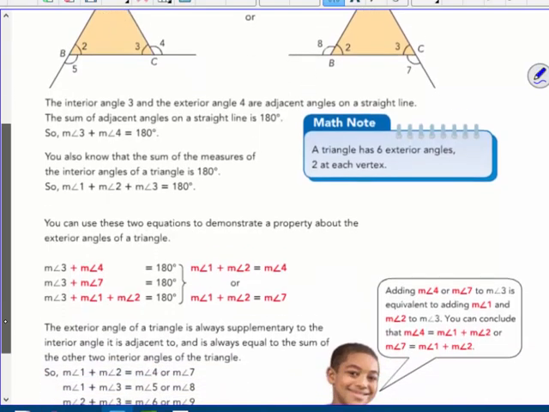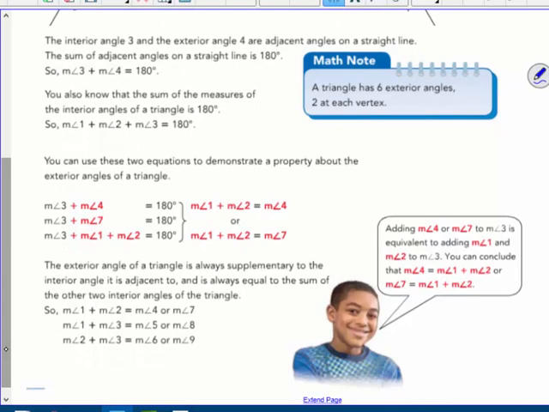You can use these two equations, that 3 and 4 also add to 180, to demonstrate a property about the exterior angles of a triangle. Well, the measure of 3 and 4 is 180, and the measure of 3 and 7 is also 180. The measure of angles 1, 2, and 3 is also 180. So I can substitute things in. If I know that 1 and 2 are 180 minus 3, I can substitute them in for the angle 4.